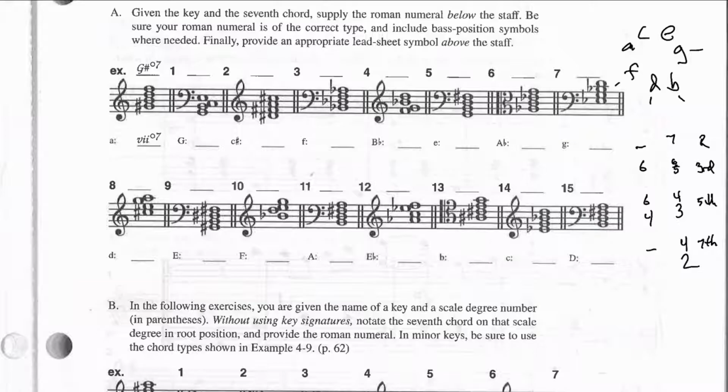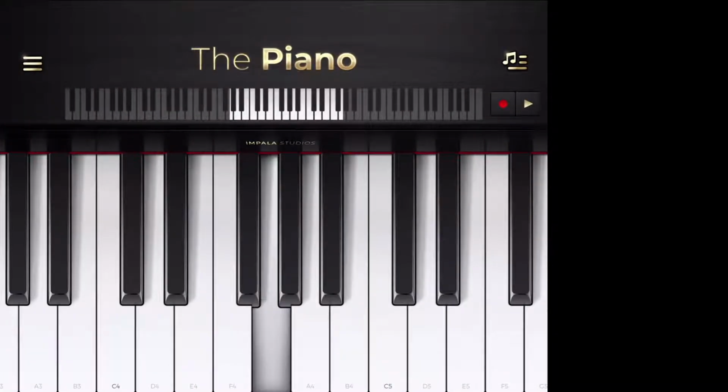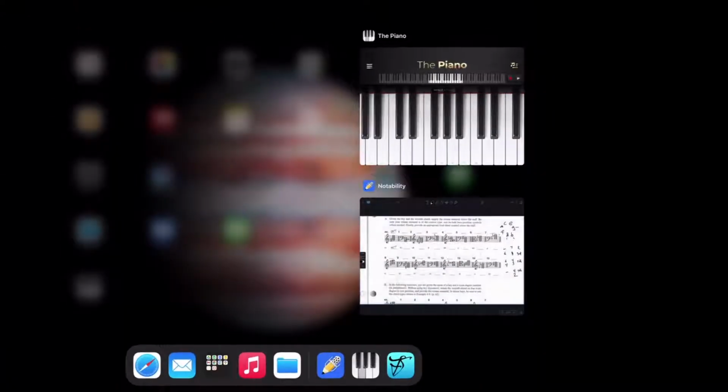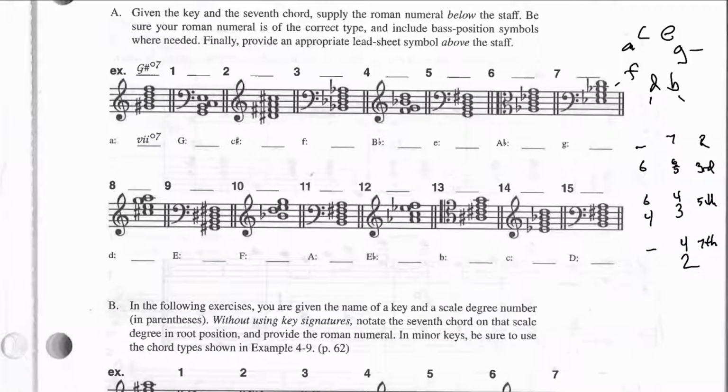I go to my piano and I play in root position. G, B flat, D, F. It's a minor 7 chord. Again, I know that's root position because G is the root. So it's a G minor 7. That's my lead sheet analysis.